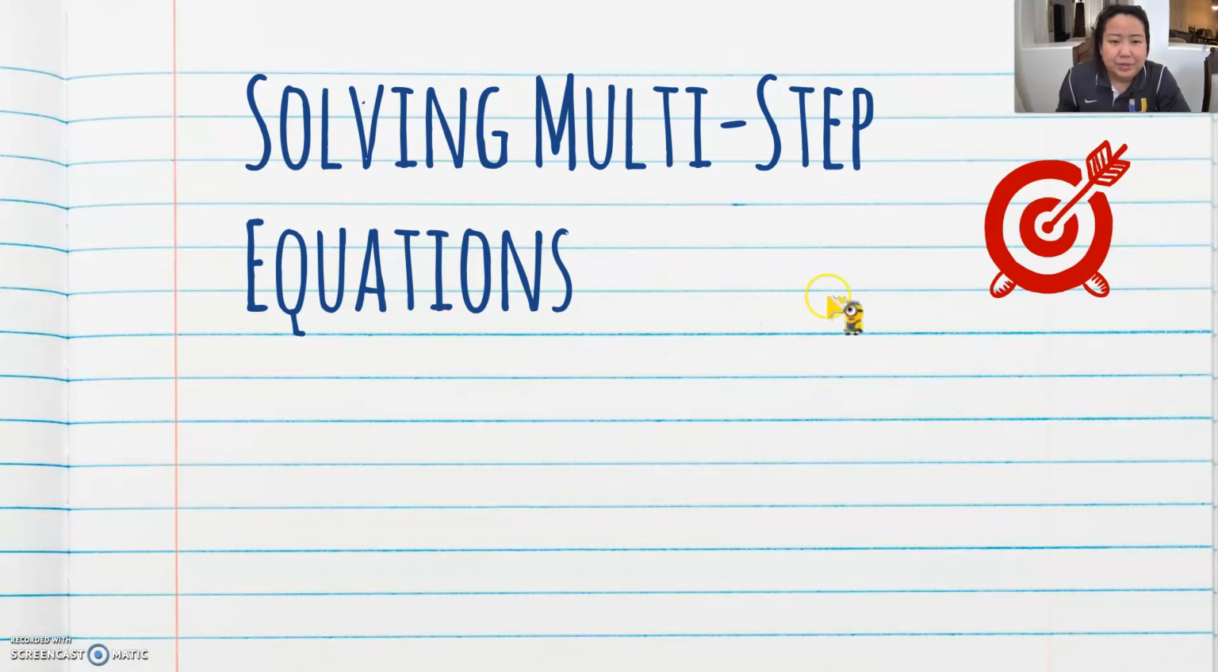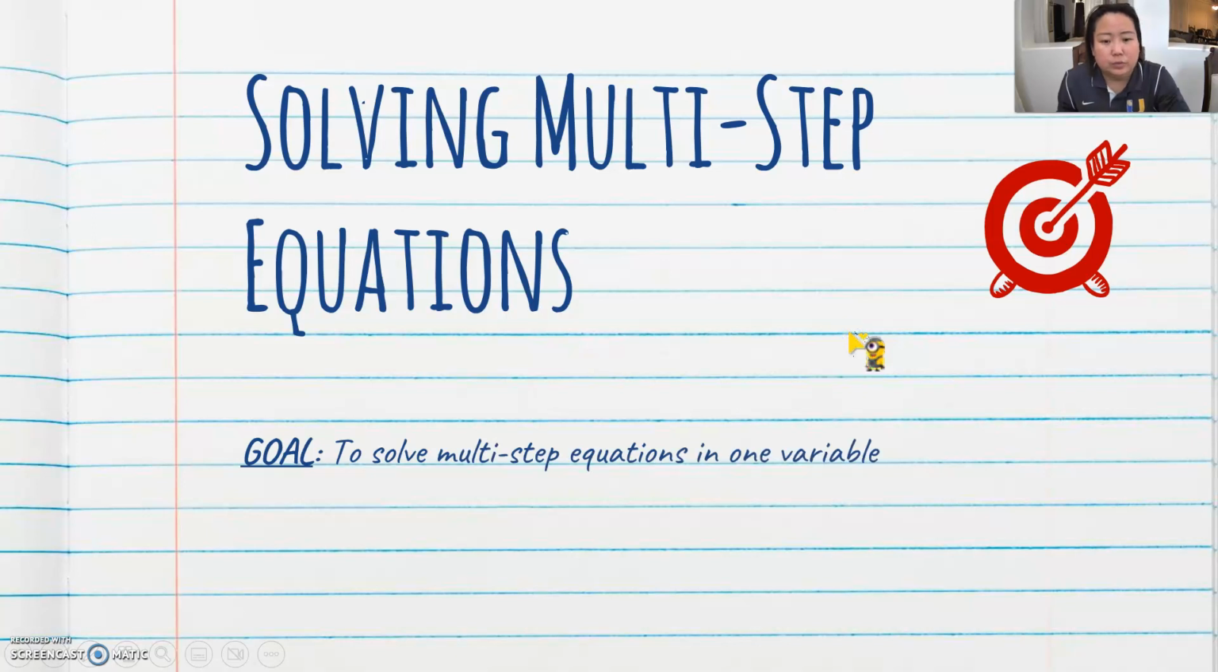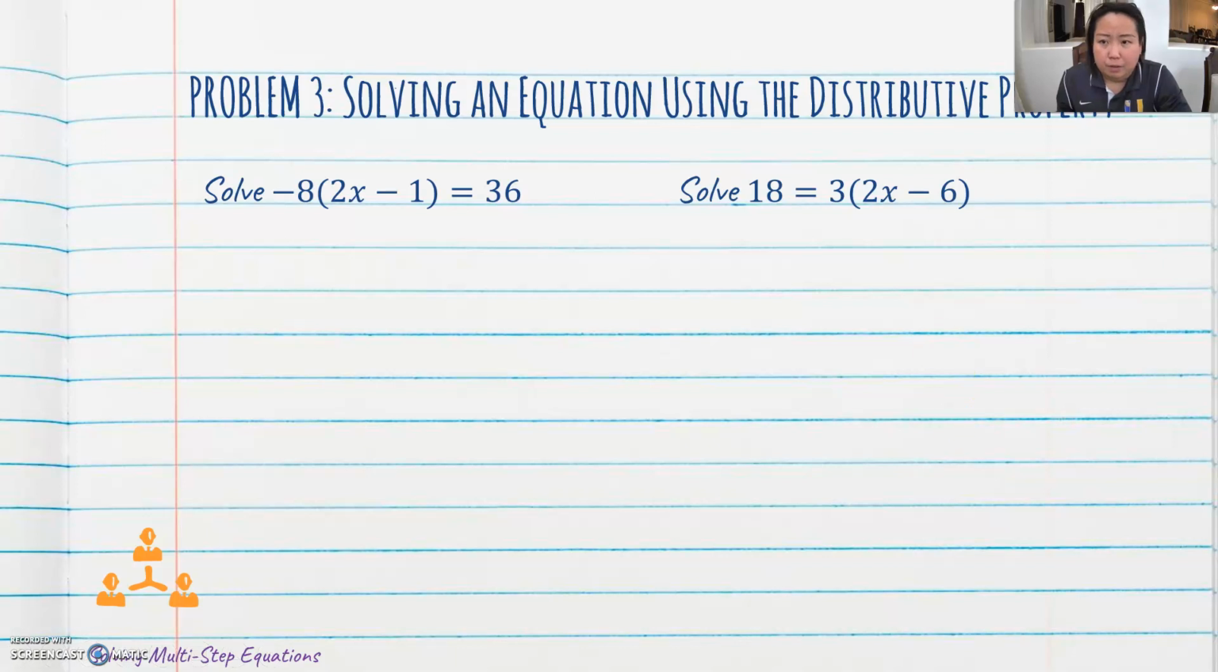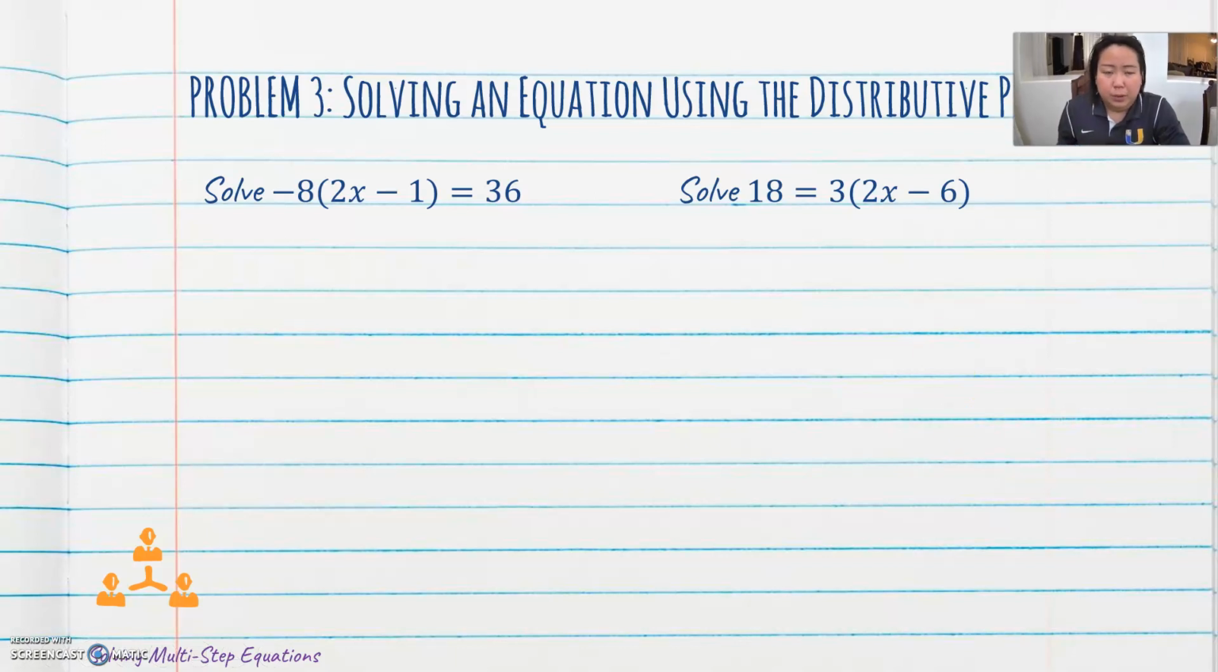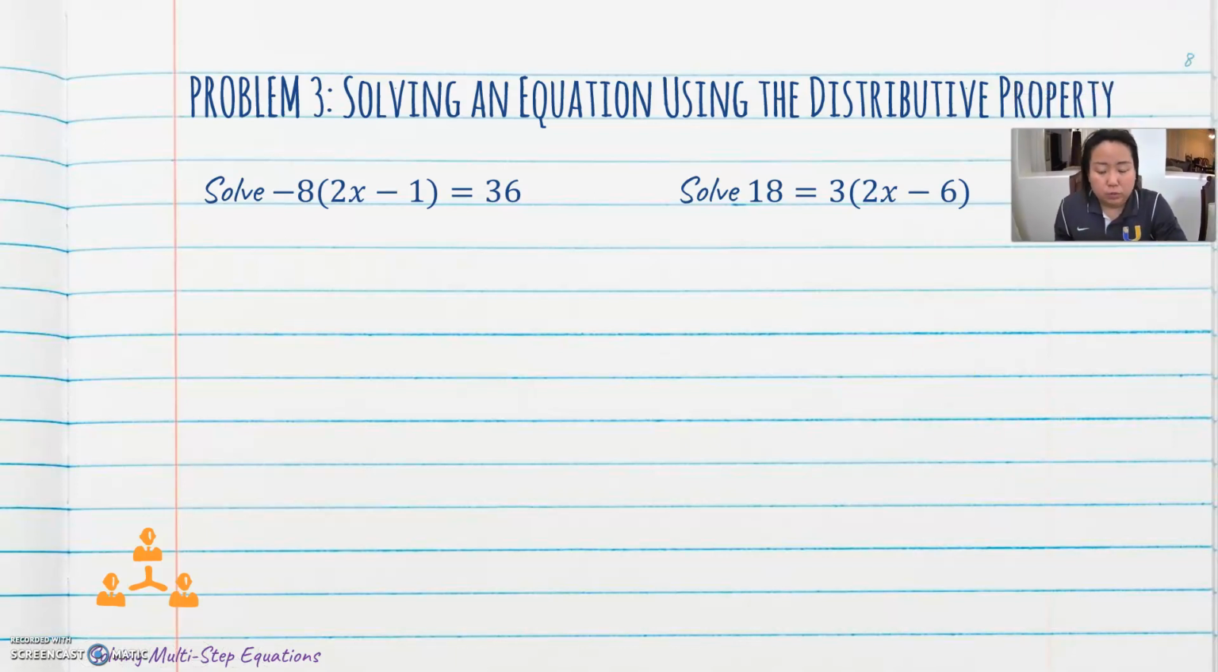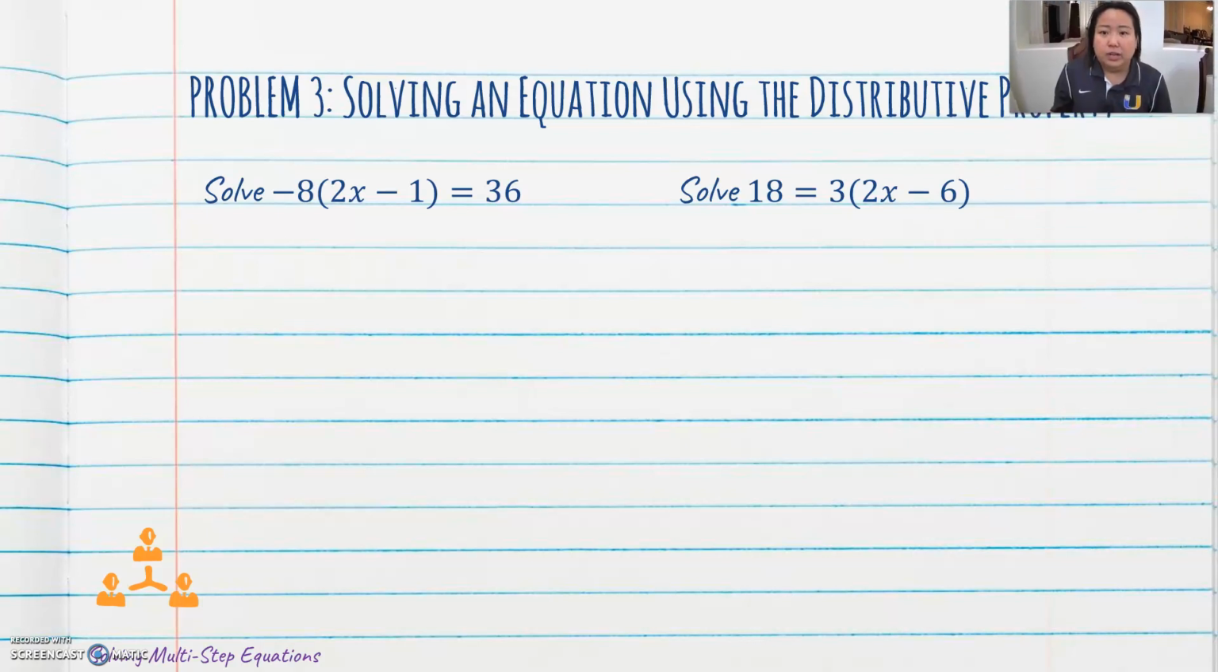Hello, let's continue our discussion on solving multi-step equations, and still our goal is to solve multi-step equations in one variable. So for this part, this is problem number 3 wherein we have to use the distributive property when we are solving an equation, okay? So it is very direct already. As you can see, you have an expression in a grouping symbol and you have a multiplier right outside it. So first thing that you have to do is, of course, to distribute your multiplier.